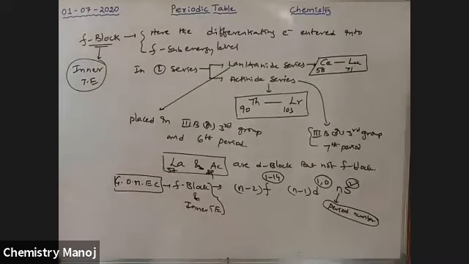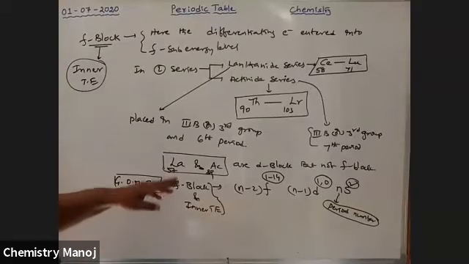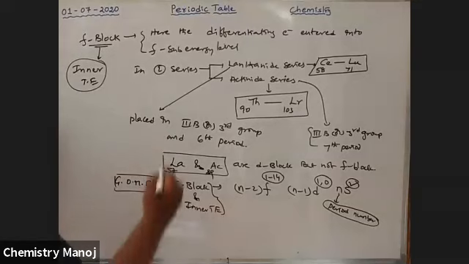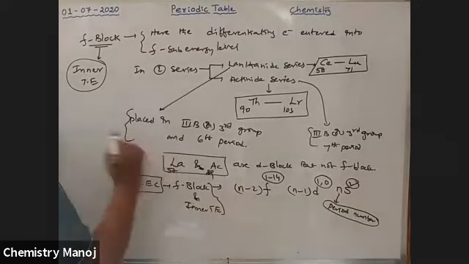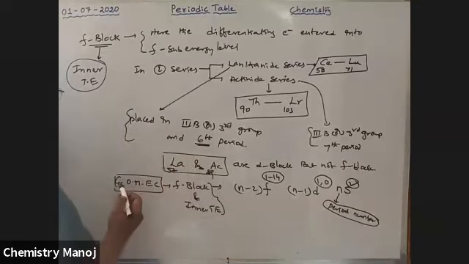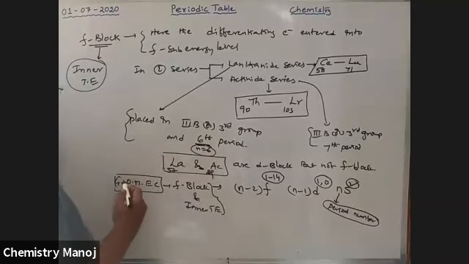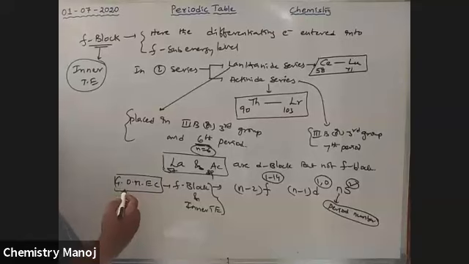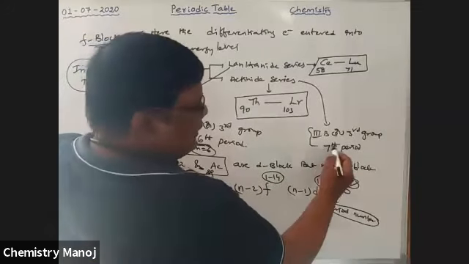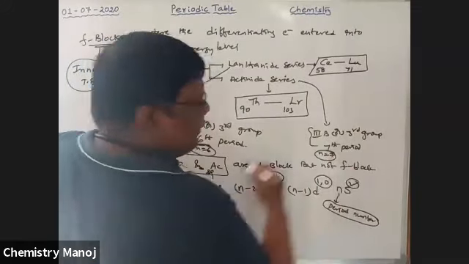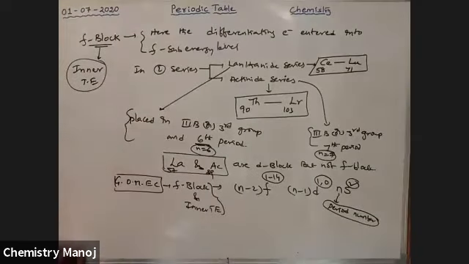In which period are lanthanides available? Already I wrote here. These are lanthanides, placed in the sixth period. For lanthanides, n is equal to 6. For actinides, n is equal to 7, the period number.